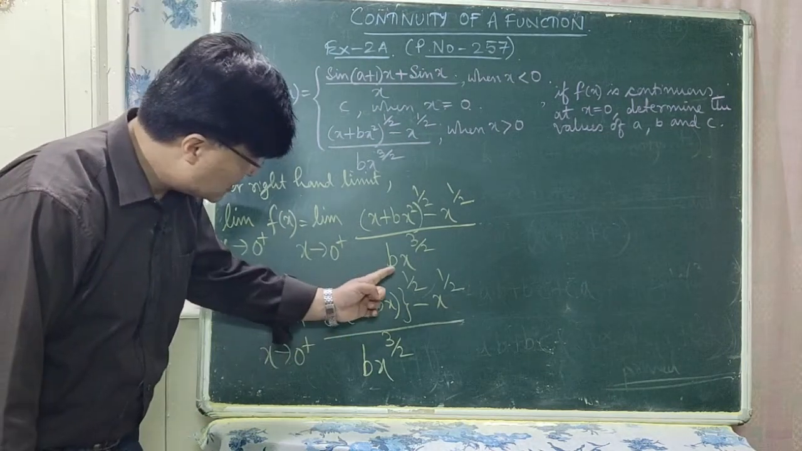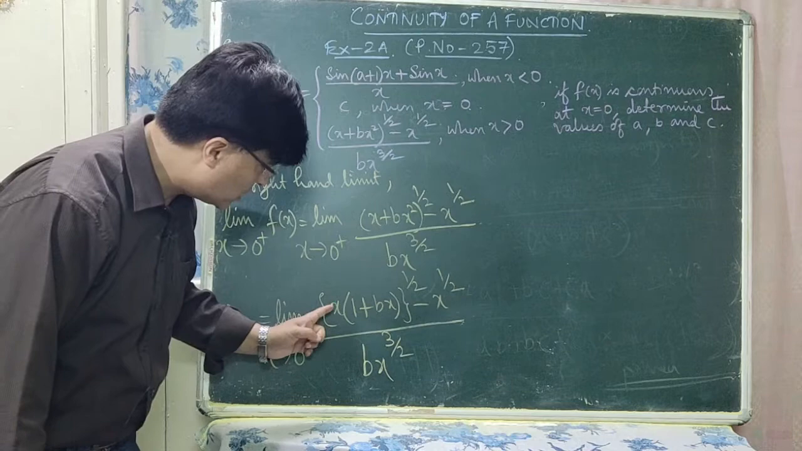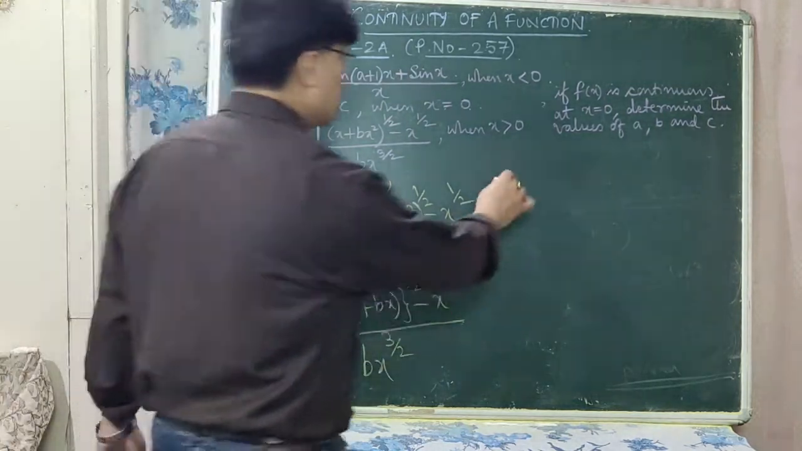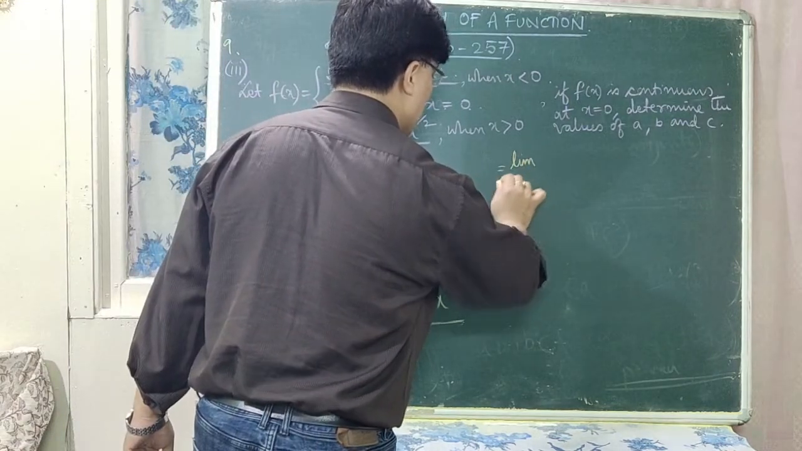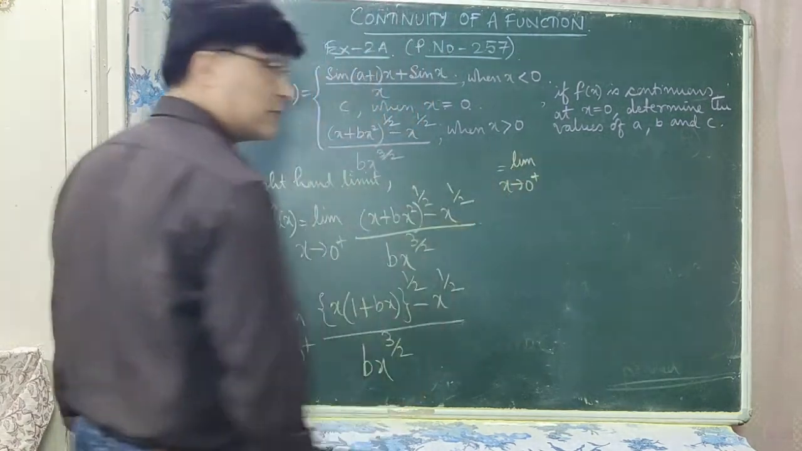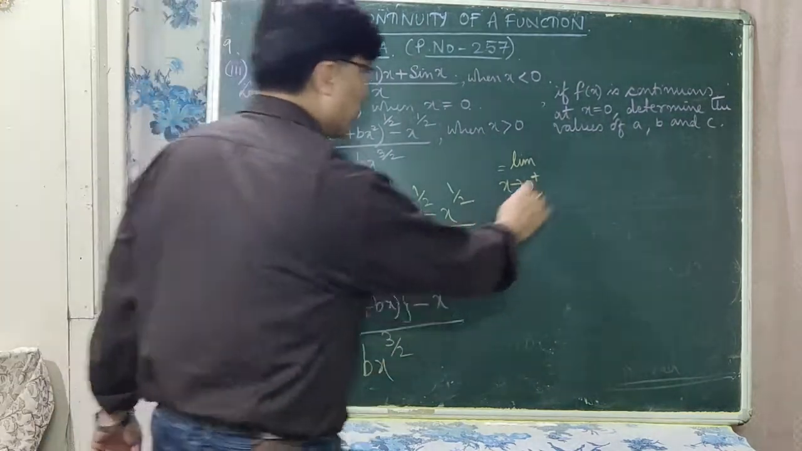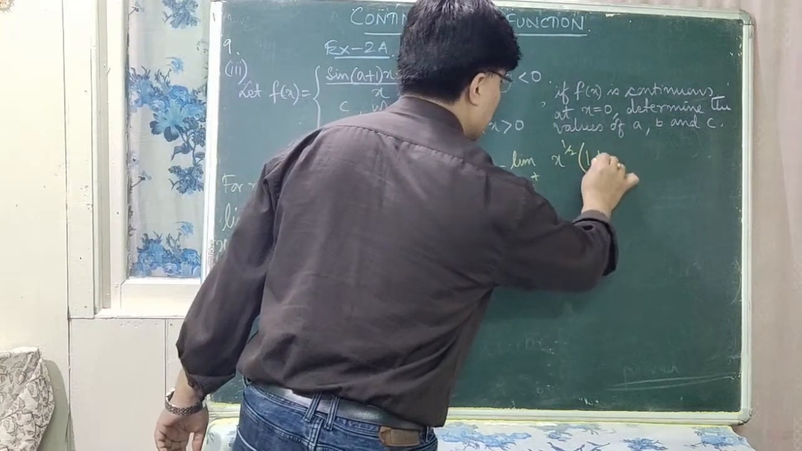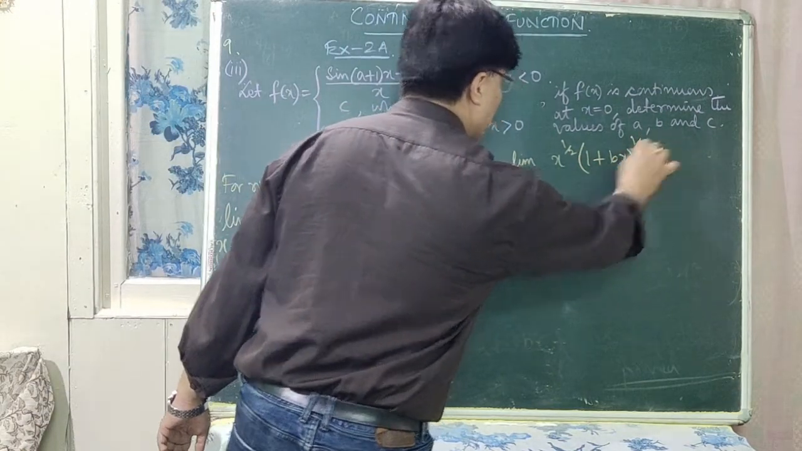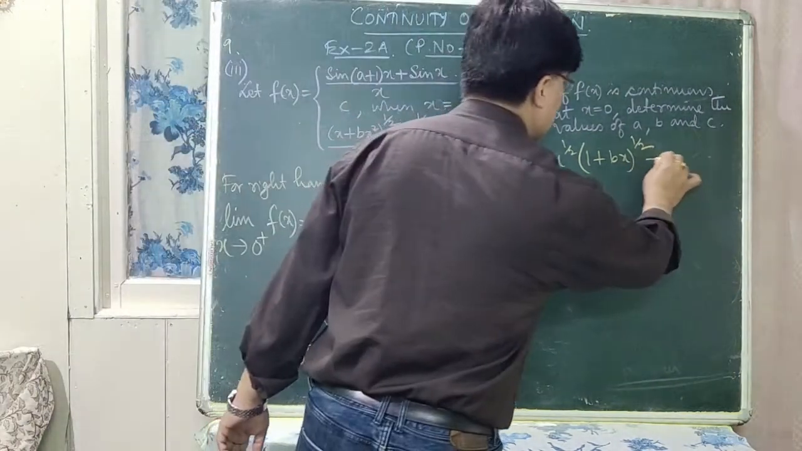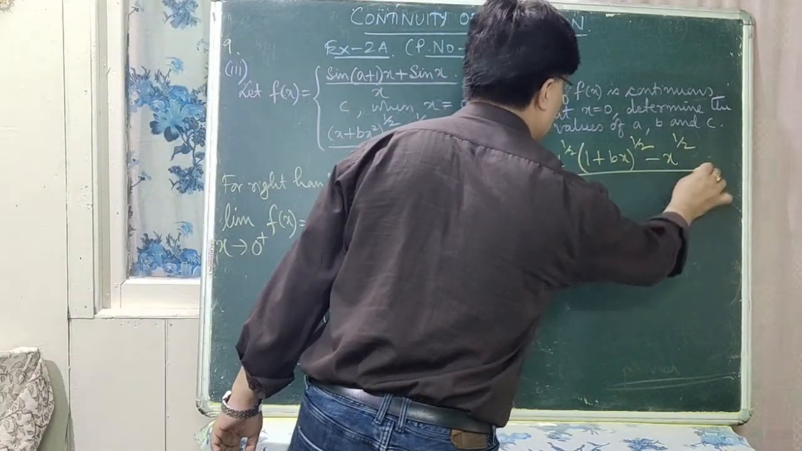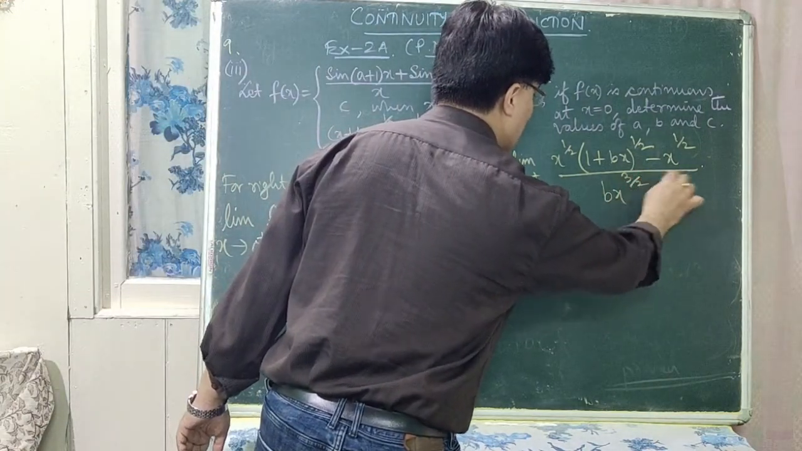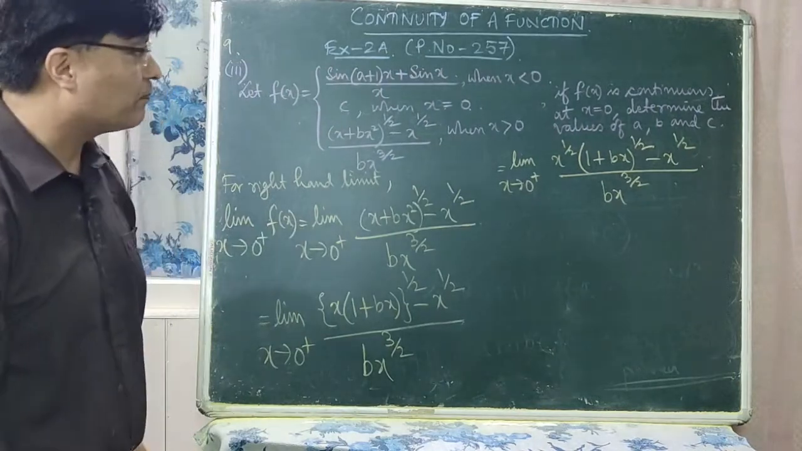In the first term, this half power is for both x as well as 1 plus bx, right? So it is equal to limit x tends to 0 plus. Here you can write x to the power half into (1 plus bx) whole to the power half, then minus x to the power half, divided by, the denominator remains the same, bx to the power 3 by 2. It remains as it is, right?